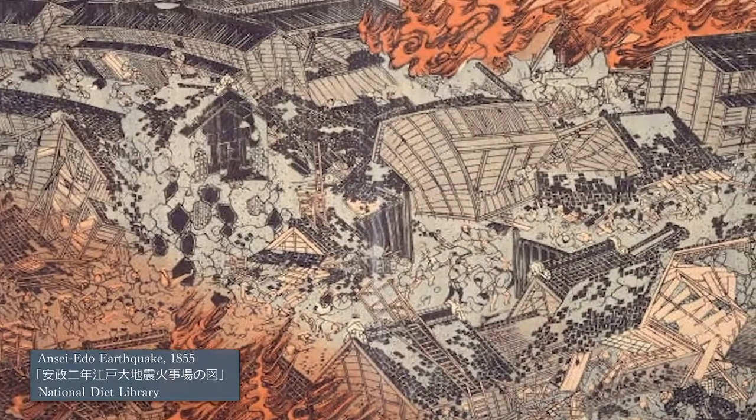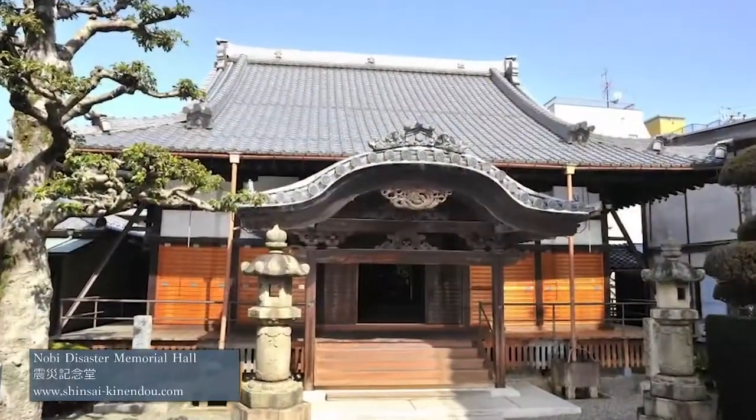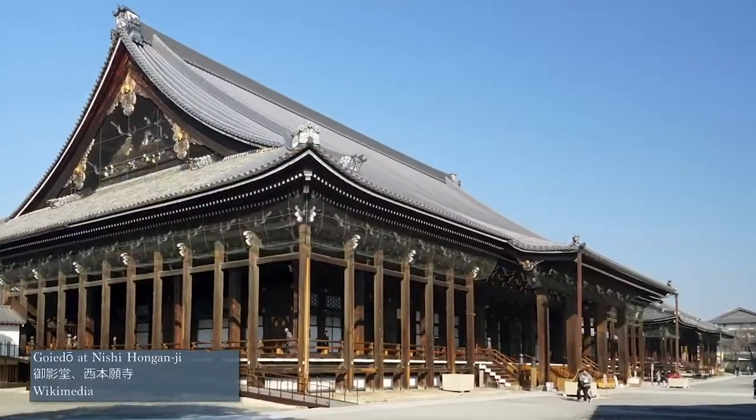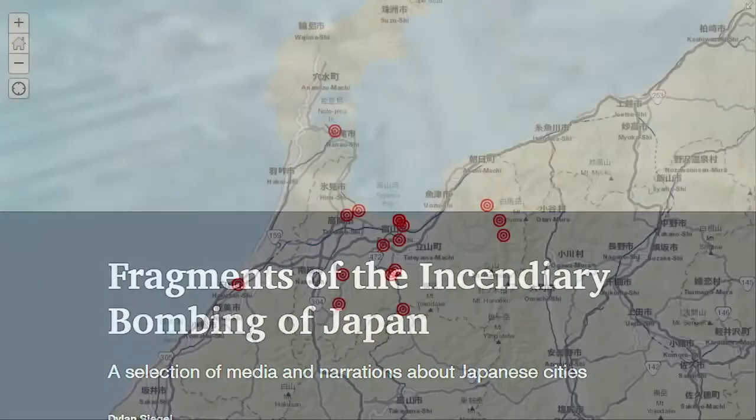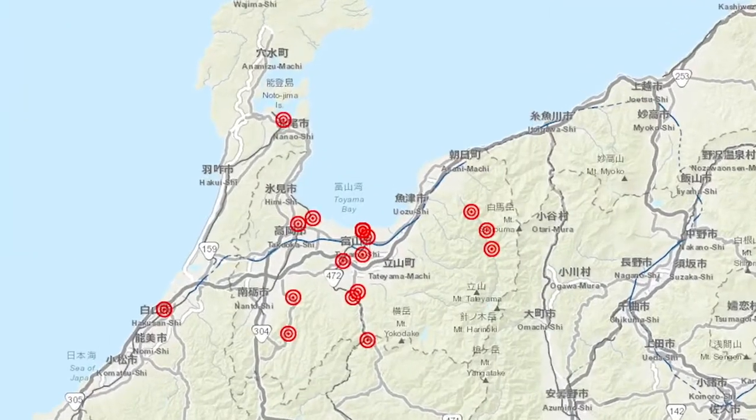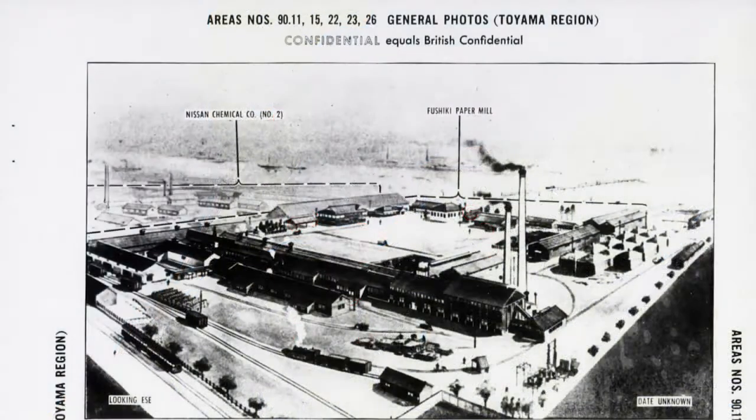Hi, my name's Dylan. I just finished a master's in East Asian Studies at Yale. My research generally focused on disaster, memorialization, and the Buddhist institutional role among those themes. Today I'm going to introduce my digital humanities project about the regional incendiary bombing of Japan, and a couple digital mapping and presentation tools, as well as some of the sources that I used.